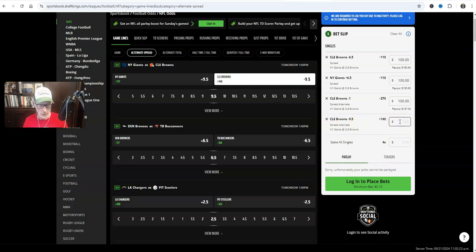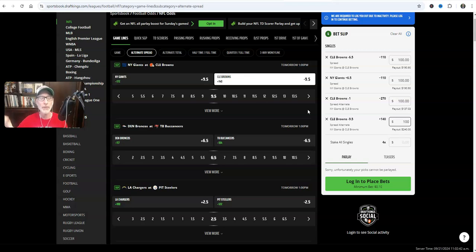you're definitely going to get more than $100 back. So if I bet $100, now I'm betting 100 to potentially win $140. The bookies have made the spread 6.5 points. I'm saying that's too small. I think the Browns are going to win by even more than that.